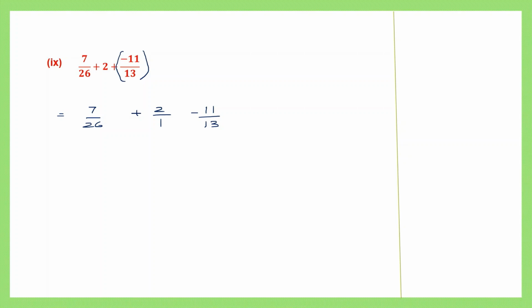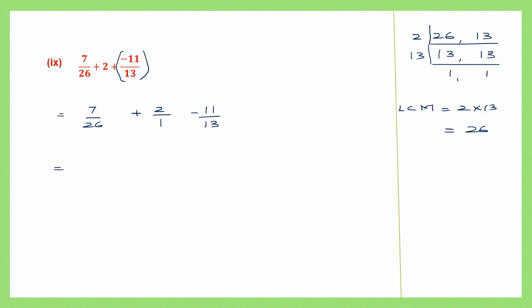Now let's find the LCM of 26 and 13. We don't have to find it for 1. So here I'm going to use 2. 2 ones are 2, 2 threes are 6, and I bring down 13. Now I can use 13 itself. 13 ones are 13. So what is my LCM? My LCM is 2 into 13. 13 twos are 26. So let's use that as the common denominator here.